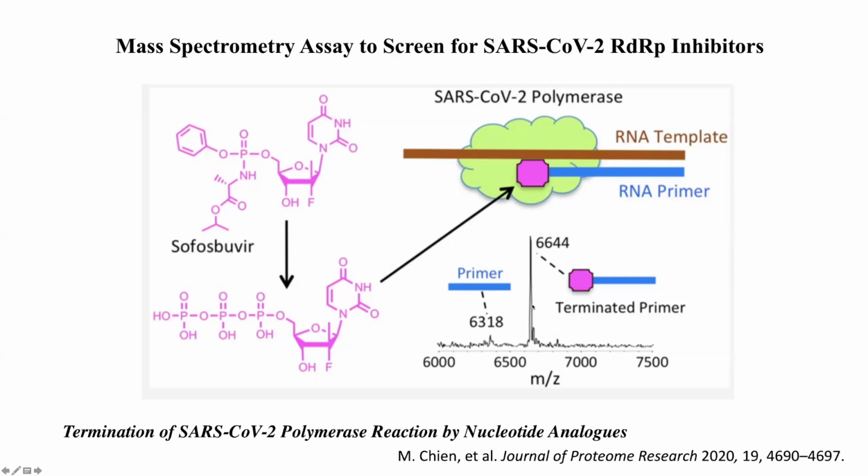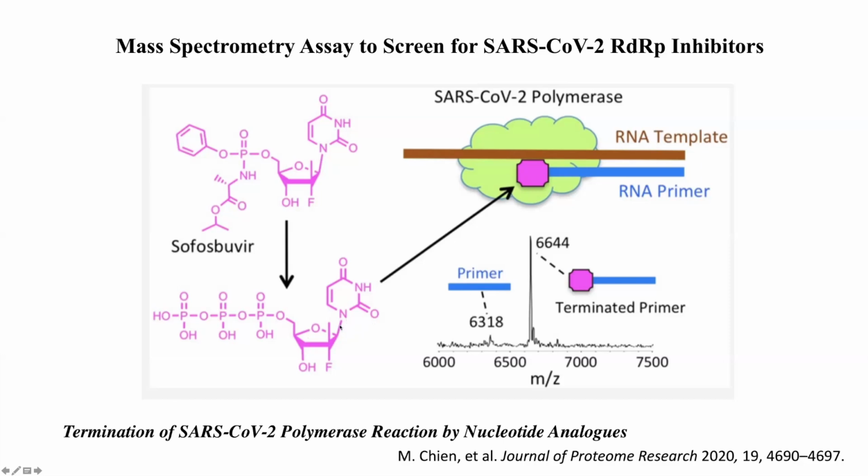And then we use a MALDI-TOF mass spectrometer to measure the reaction efficiency, because the mass spectrometer gives us molecular-level details. For example, this is the starting primer. Once a nucleotide is incorporated and terminated, you see a single peak, and then you can measure efficiency. So it turns out for coronavirus, this triphosphate, sofosbuvir, is even able to terminate the RDRP polymerase reaction.